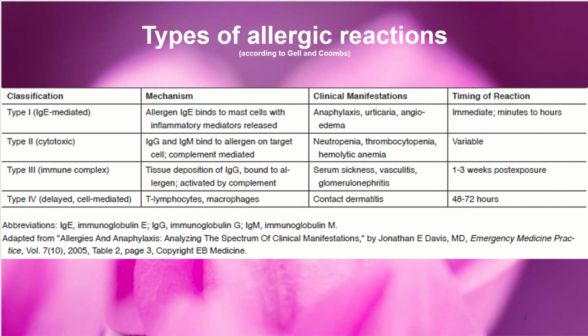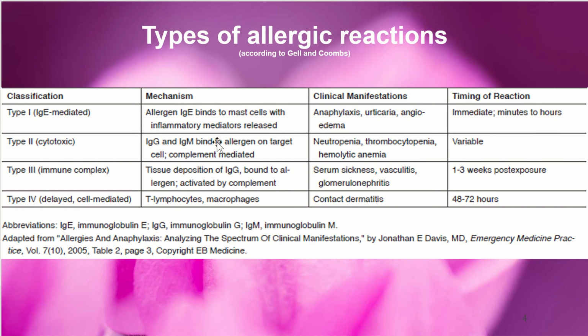According to Gell and Coombs, there are 4 types of allergic reactions. So, type 1, which is an immunoglobulin E mediated one, the mechanism is immunoglobulin E binds to mast cells with inflammatory mediators released. The clinical manifestations are anaphylaxis, hives, and angioedema. The timing of reaction is immediate, that is minutes to hours.